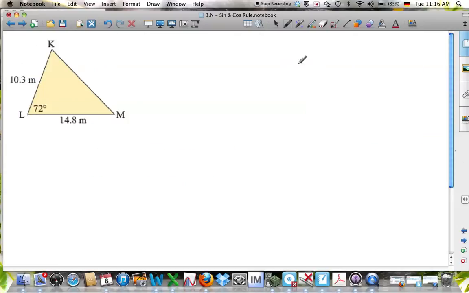So here's our example. I'm going to start by writing the rule so that we've got it accessible. It says a squared equals the sum of the other 2 sides squared minus 2 times the other 2 sides times cos of the angle that matches with the original side. Okay? So in this case, our x value is not actually written down. Our x value is this one. Okay? So this is the side that we are trying to find.